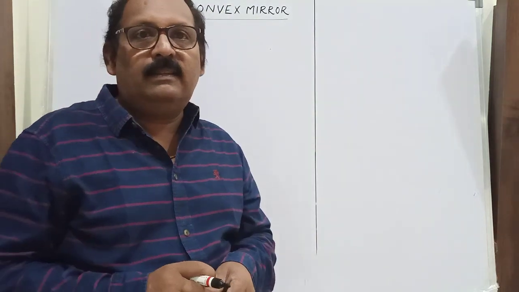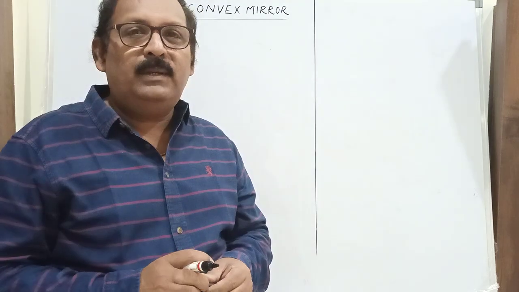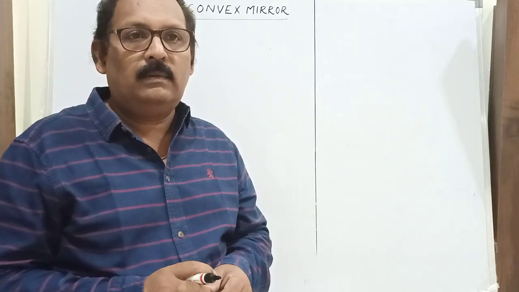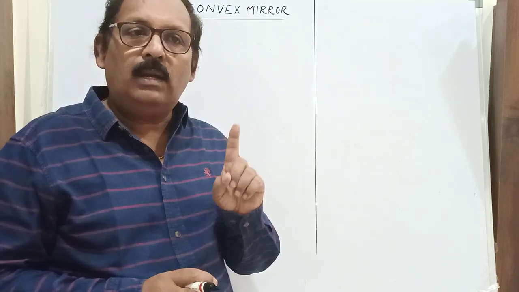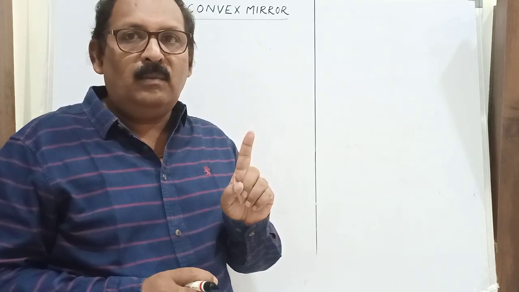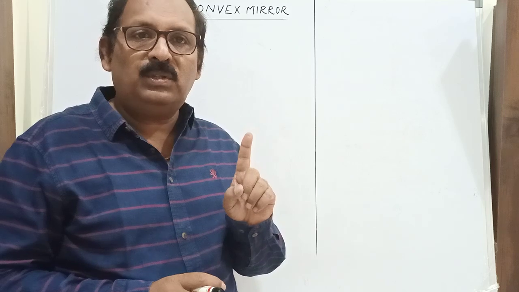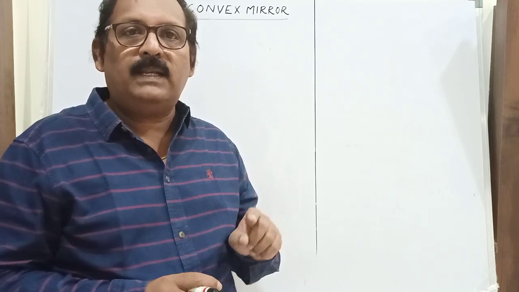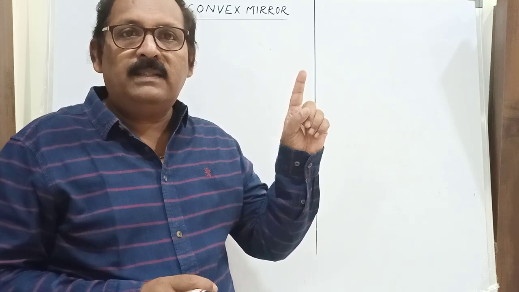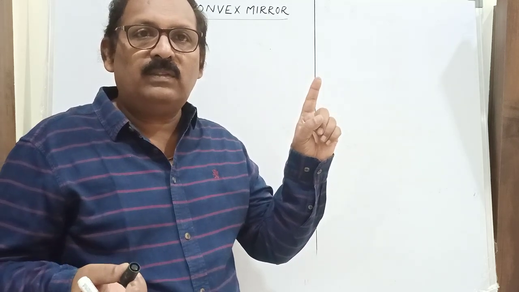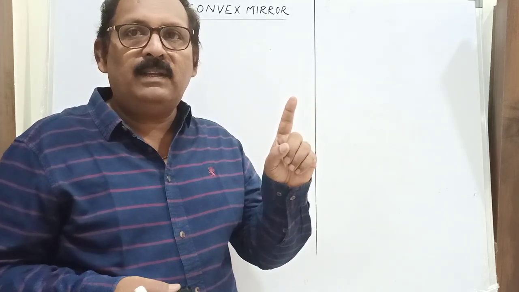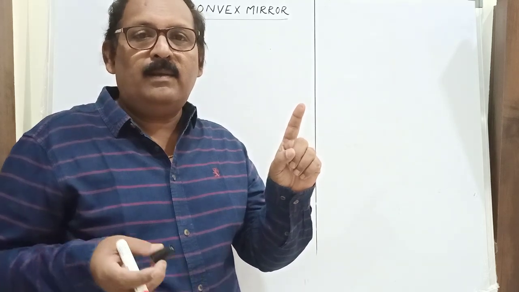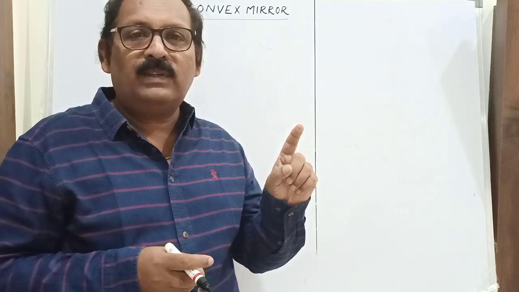Today we discuss the nature and position of the images formed in case of convex mirror. Earlier we studied concave mirror. Concave mirror is able to form the image in 6 positions. So when object is placed at 6 different places: object is at infinity, image will be at focus, and object is between infinity and center of curvature, the image will be between center of curvature and principal focus.